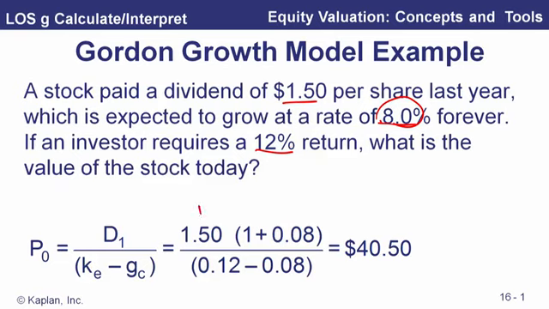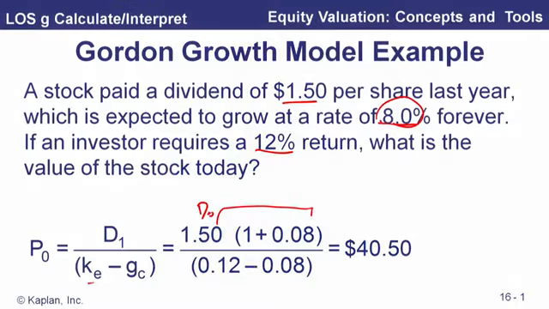So first off, we turn D0 into D1, multiplying by 1 plus that growth rate. Now, be aware, whenever you're looking at problems, if it says paid last year, recently paid, anything like that, that's D0. If it says will pay, is expected to pay this year, or they're fixing to pay this year, as they say in Texas, then that's D1 and you don't have to grow that. But remember, you have to start with D1, the dividend expected 1 year from now.